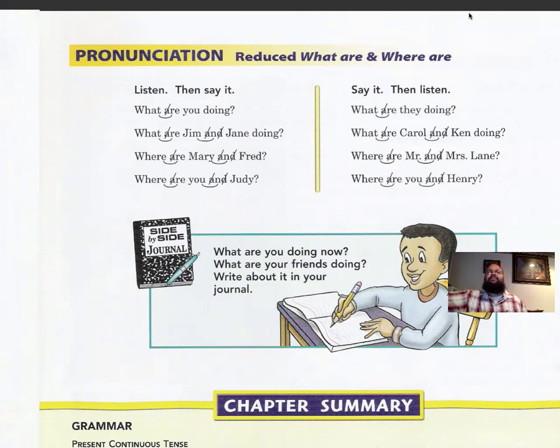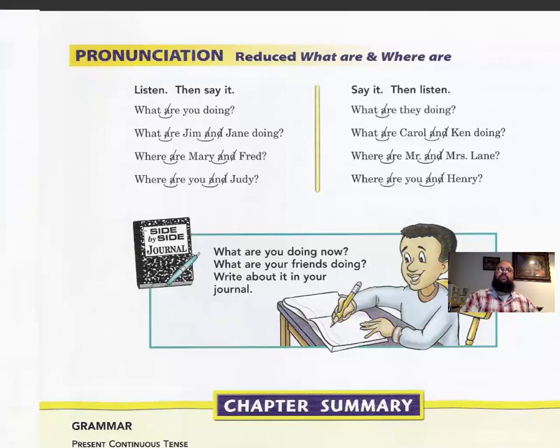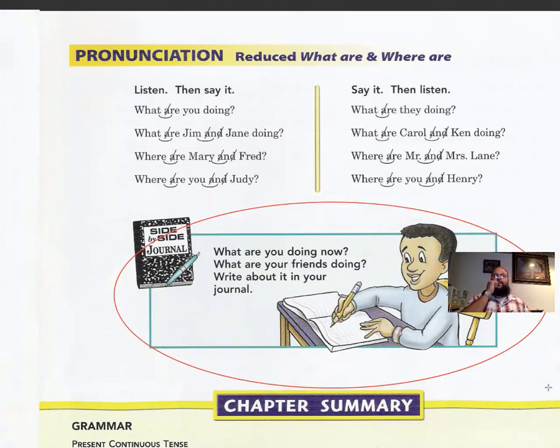Where are Mr. and Mrs. Lane? Where are you and Henry? And the last but not least, don't forget, answer in your journal. What are you doing now? What are your friends doing? Write about it in your journal, in your notebook, in your binder. Go to that section and you'll be good to go. Well done.